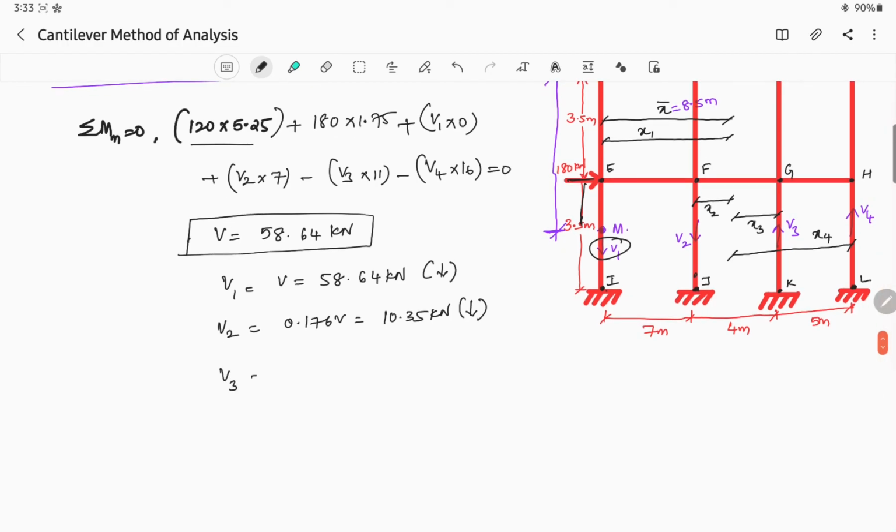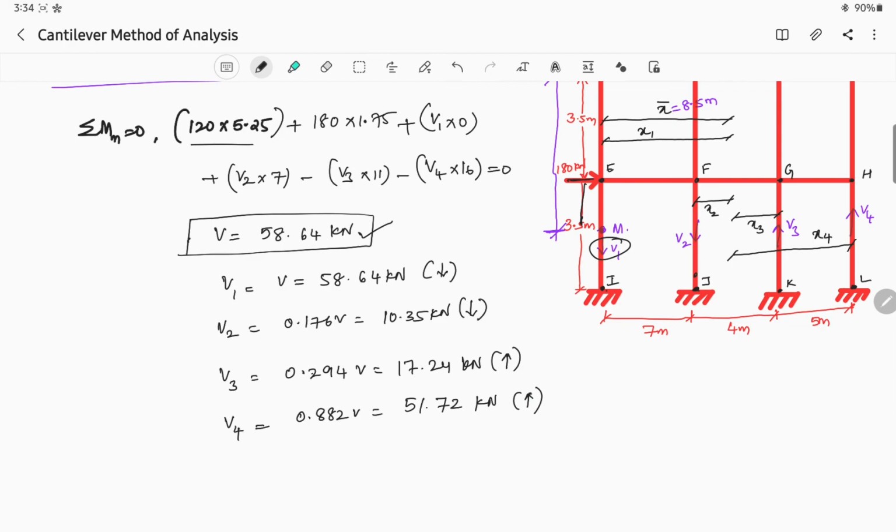And then we have V3, which is equal to 0.294 V, which is equal to 17.24 kilonewton, and this force is going in upward direction. Similarly, we'll calculate V4. So the value of V4 in terms of V is 0.882 V. Substitute the value of V as 58.64 kilonewton. We'll get the value of V4 as 51.72 kilonewton, and this force is going in upward direction.